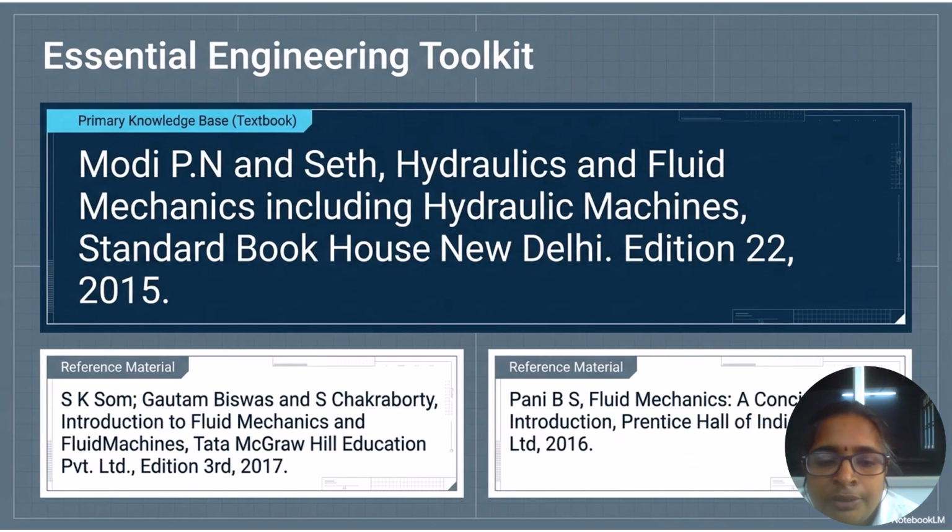And this slide gives you the information about the textbooks and references which can be used for this subject. Modi, P.N., and Seth, Hydraulics and Fluid Mechanics, including Hydraulic Machines, published by Standard Book House, New Delhi, and the edition is 2015. It's a primary knowledge-based textbook, and you have some reference material, and you can also follow Fluid Mechanics by R.K. Bansal, which also gives you immense information regarding this subject.